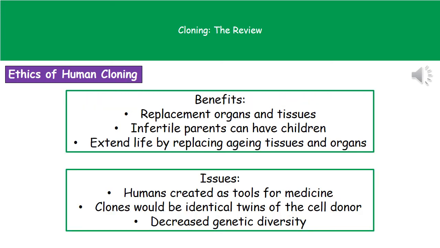So last thing we really need to consider then is the benefits and issues around human cloning. If we think about the benefits first of all then, one key thing, if we've got an identical clone of ourselves, then if we ever had an organ that stopped working, we've got a perfect copy right there for us to have as a transplant. So if you ever needed a new heart, take it from the clone. If you've got an infertile parent, then they can still have children. And because we'd be able to replace any aging tissues and organs with perfect copies from our own clone, then we'd be able to extend life as well.